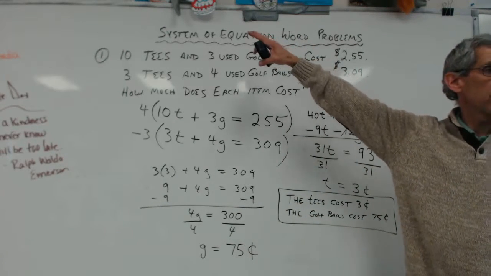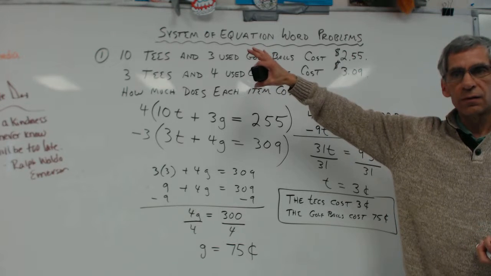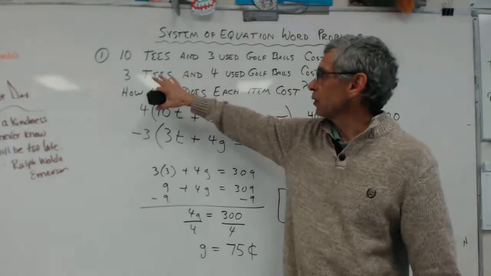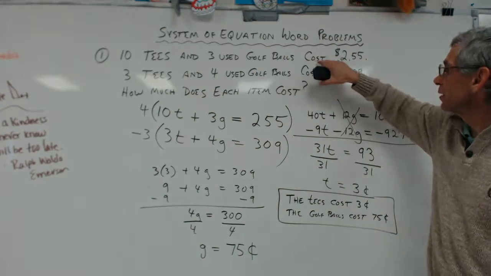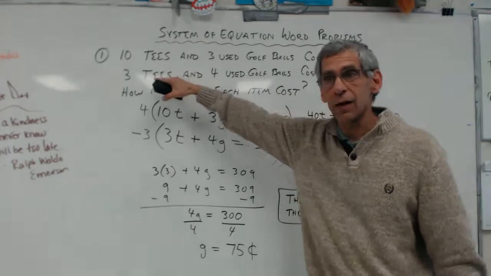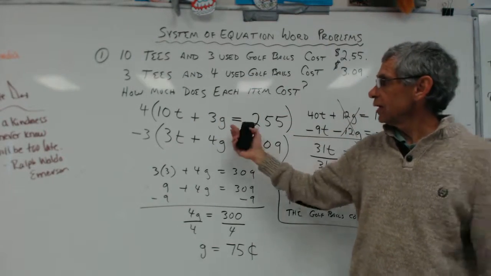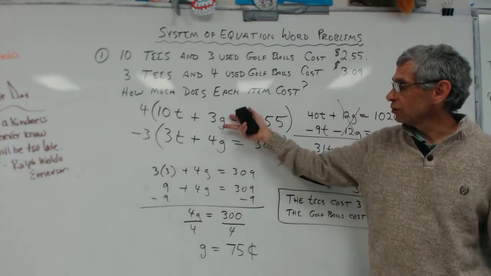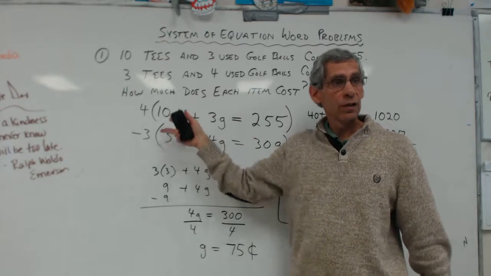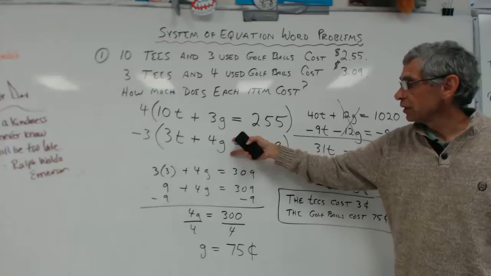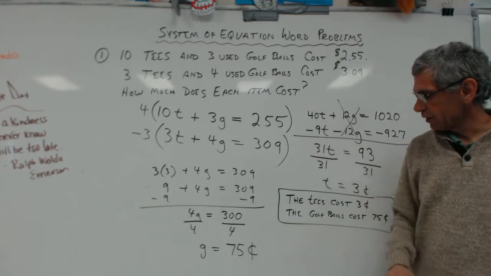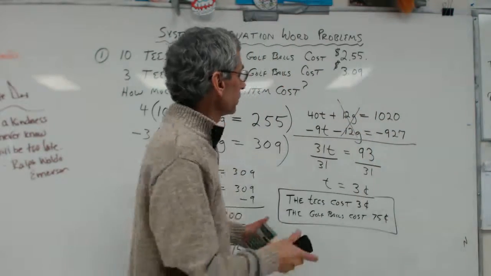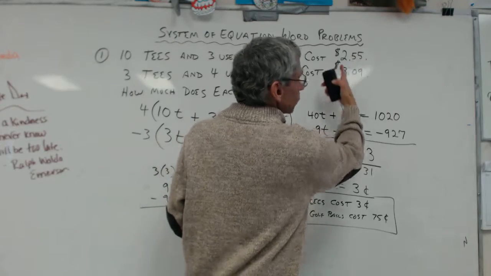So let's just review really quickly, because this is the only problem we're going to have time to do. We just wrote the equations, which are quite easy to write. You see it right there. You wrote your two equations. We used the elimination method because they were both in standard form. We chose to eliminate the g's. We could have easily chosen to eliminate the t's instead, but we chose the g's. We found g was 75 and t was 3 cents. 75 cents and 3 cents. We also wrote it in cents instead of dollars.